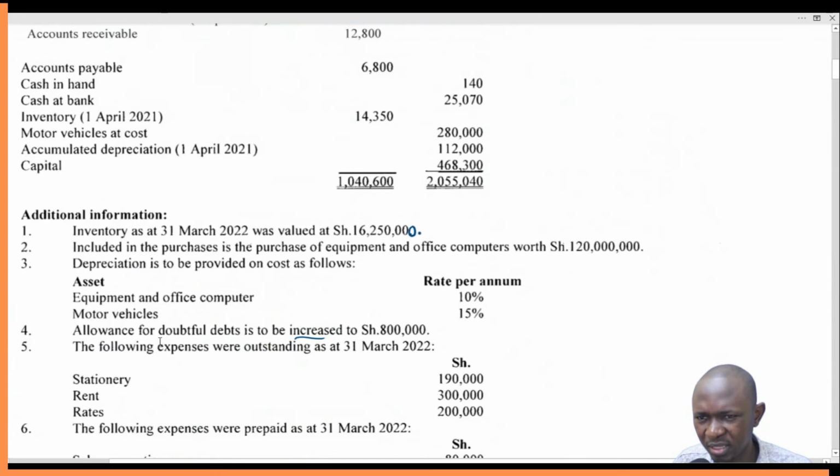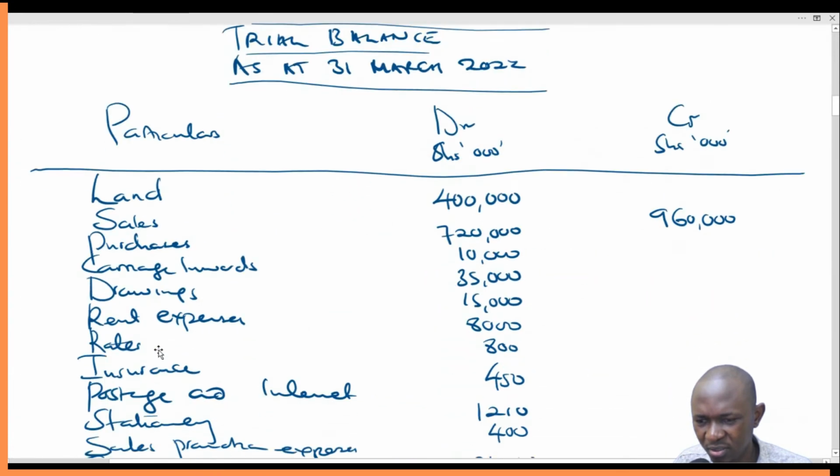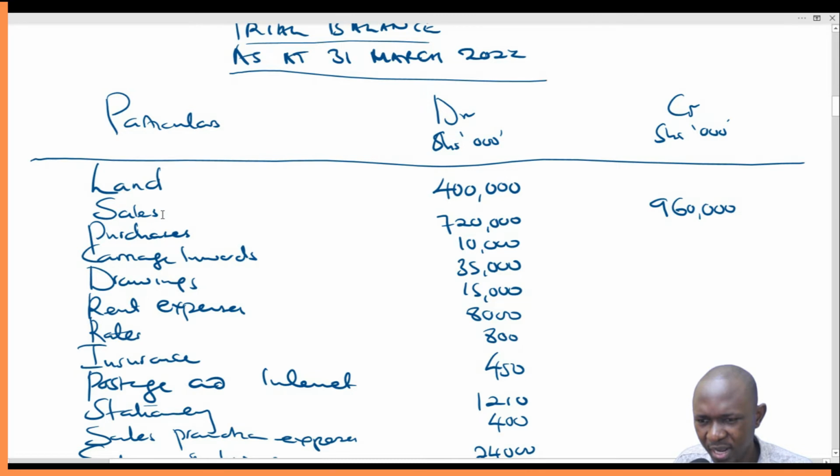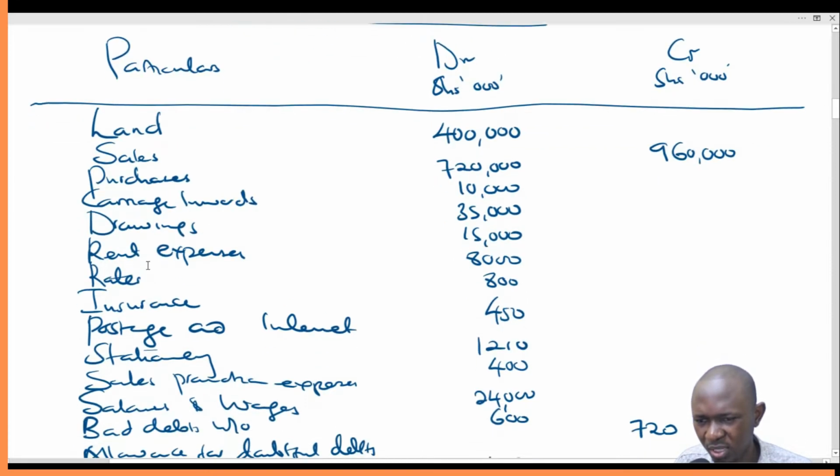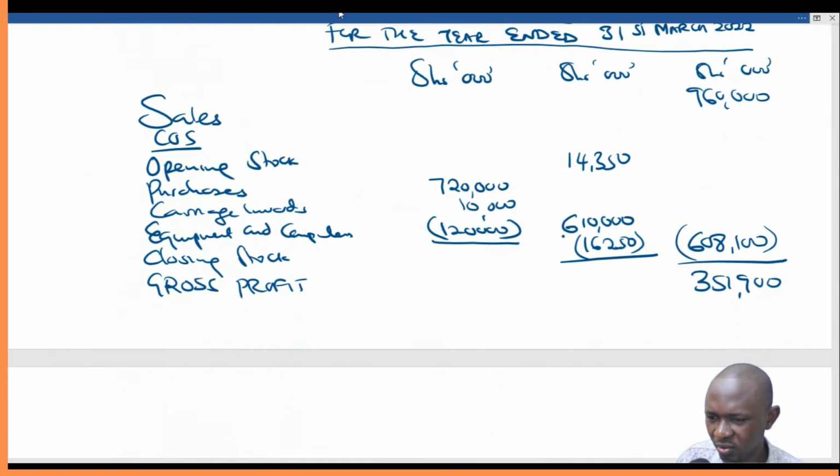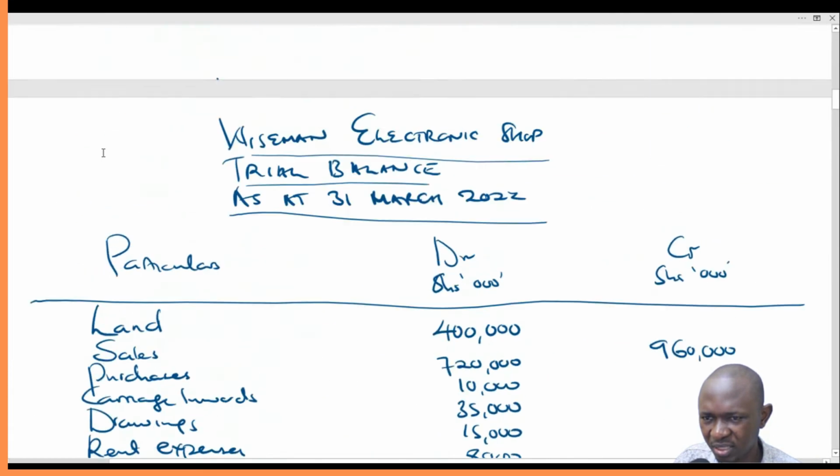Now there are quite a number of expenses and losses, so let's pick them. Land, sales, purchases, carriage inwards, drawings. Drawings will not feature here, it will feature in the balance sheet. So rent expenses 15,000. So we start from there. I think there was something about this rent and rates.